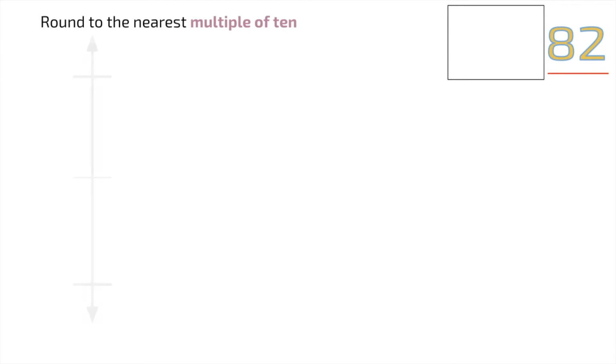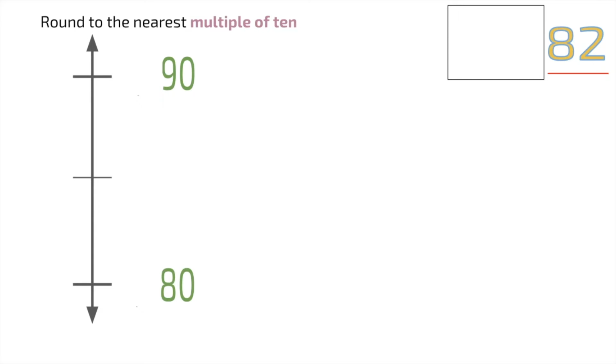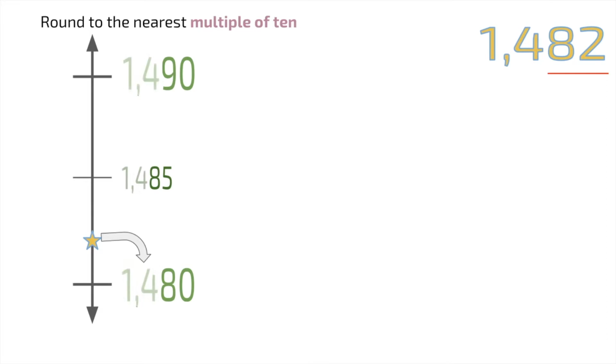Okay, 82 is in between 80 and 90, and right in the middle is 85. Boom. 82 is less than 85, so then it must round to 80. But 82 is rounding to 80, so that means 1,482 would round to 1,480.